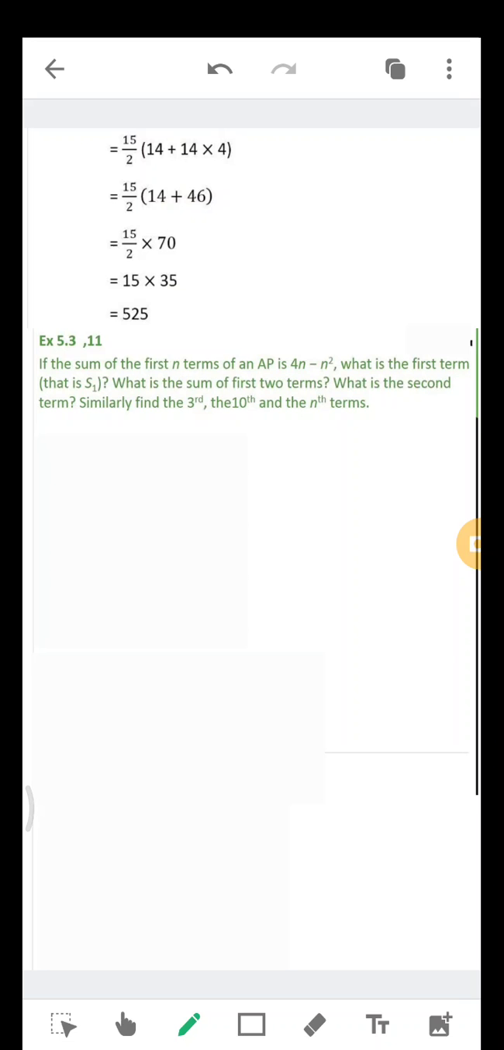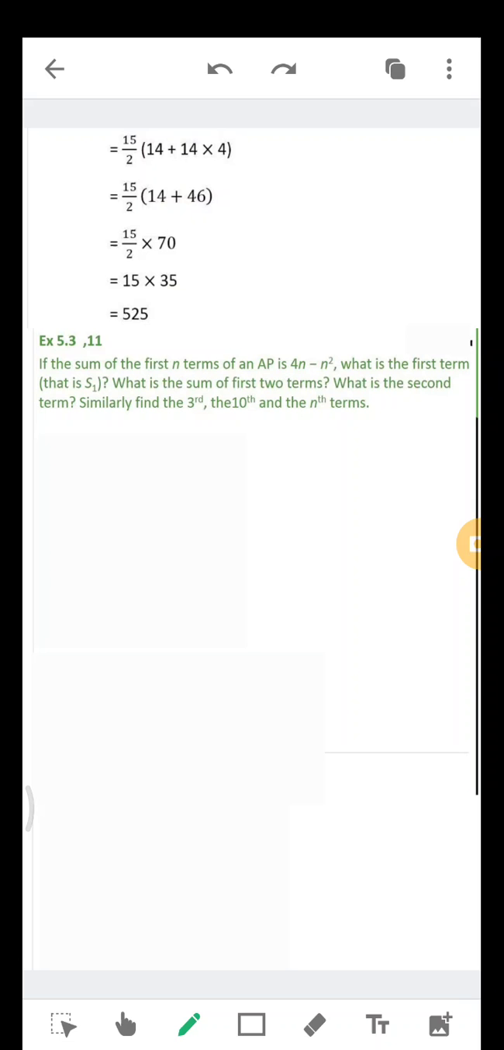Now when S of n is given, what to do? In the next question you can see, this is also one of the most important questions. If the sum of first n terms of an AP is 4n minus n square, what is the first term? What is the sum of first 2 terms? What is the second term? Similarly find the third term, 10th term, nth term. So he is asking you to find so many things.